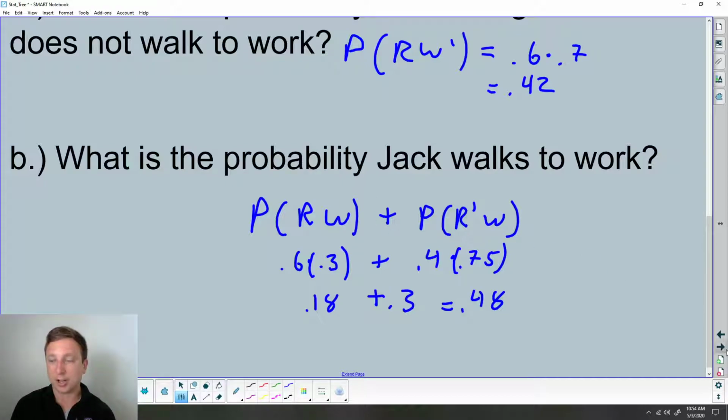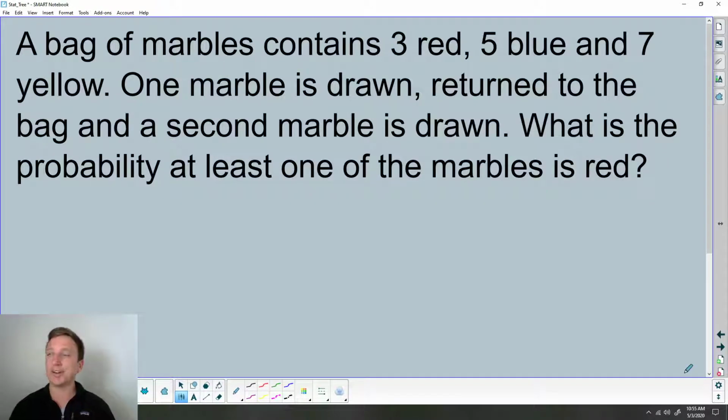So now onto the second sort of problem. And this should look very familiar because this is the exact same problem that we worked through last week. So we have a bag of marbles, contains 3 red, 5 blue, 7 yellow. 15 total marbles. 1 marble is drawn, returned to the bag, and a second marble is drawn. What's the probability that at least one of them is red? So if the solution I posted earlier didn't make sense, hopefully this can clarify things and give you a little better understanding. Another approach to it, this is more visual.